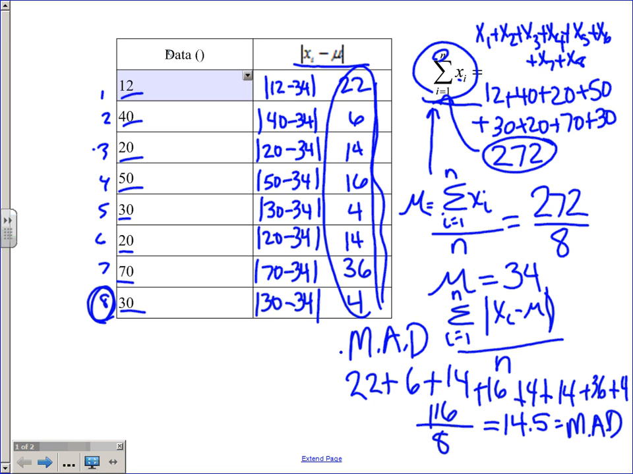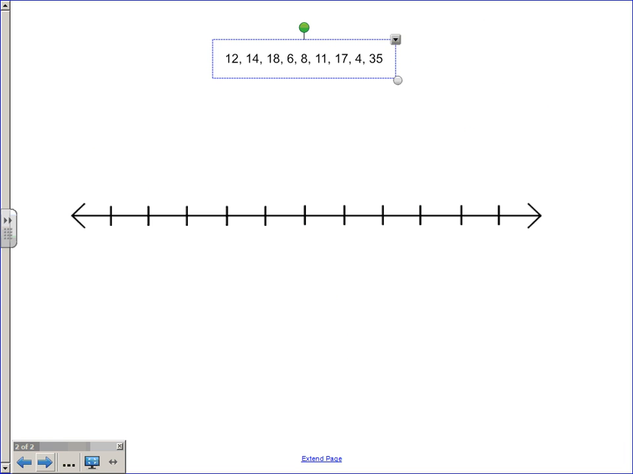Okay, great. There's one other thing I just want to go over real quickly, because I know we did it briefly and didn't get much practice with it. And that is the concept of outliers when we were talking about box and whisker plots.